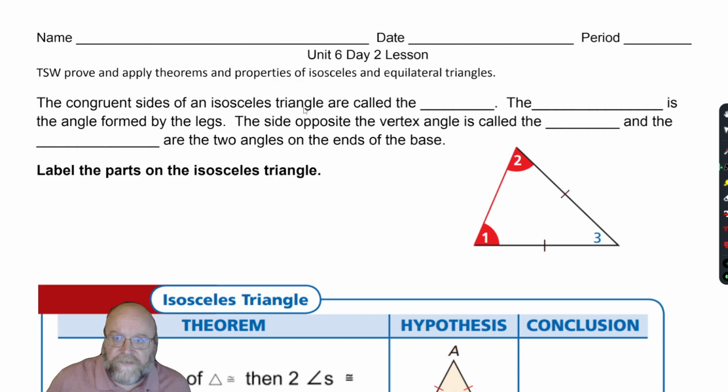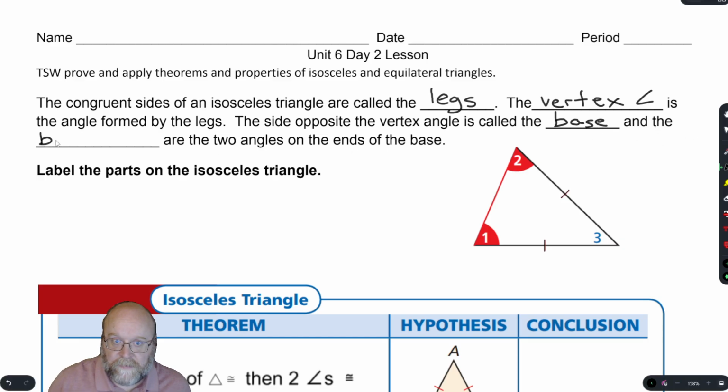Okay, the congruent sides of an isosceles triangle are called the legs. Okay, the vertex angle is the angle that's formed by the legs. The side opposite the vertex angle is called the base. And the base angles are the two angles on the ends of the base.